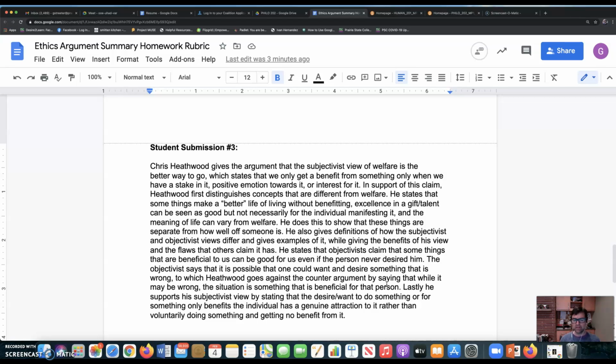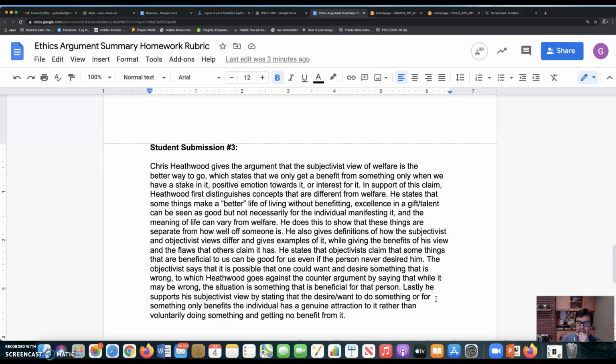Lastly, he supports his subjectivist view by stating that the desire to do something or for something only benefits the individual who has a genuine attraction to it, rather than voluntarily doing something and getting no benefit from it. Okay, what I would say about that last sentence is this is where he defines what he means by desire. And in defining what he means by desire, that's part of his way of defending subjectivism.